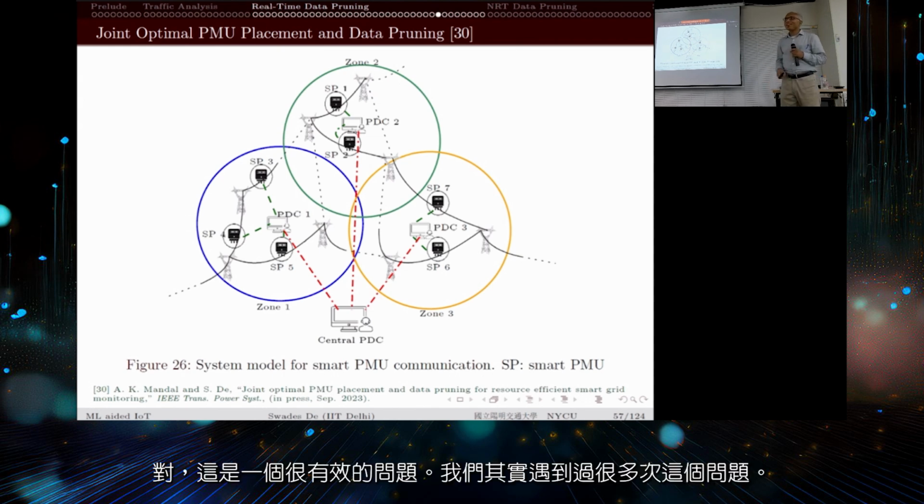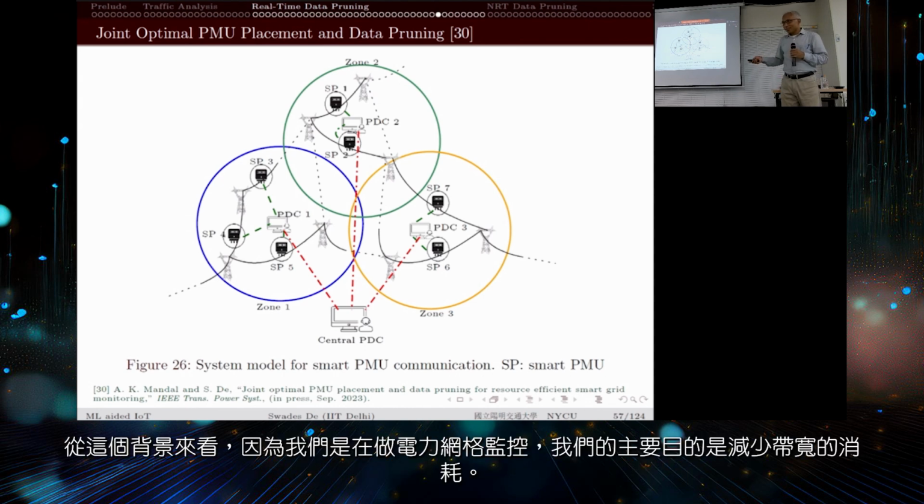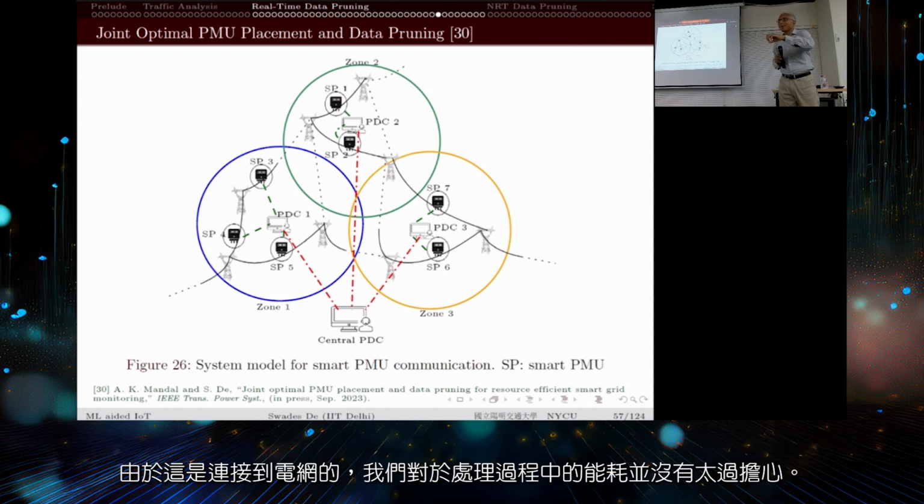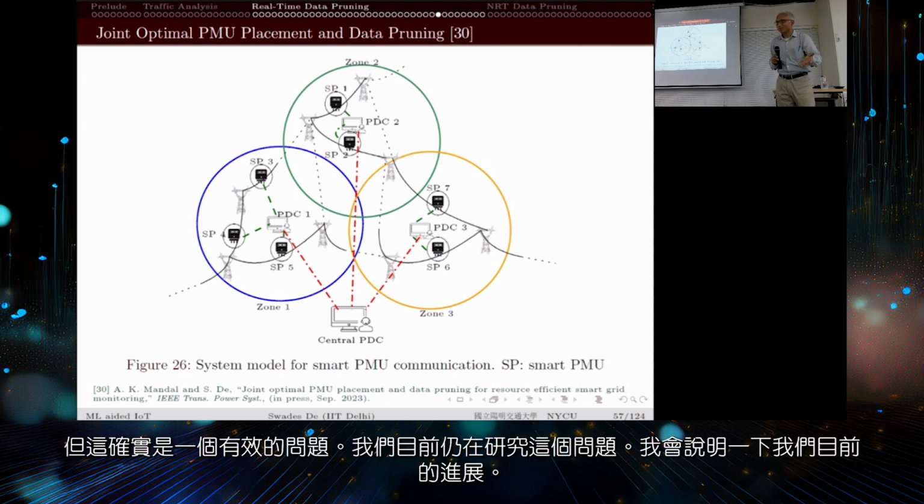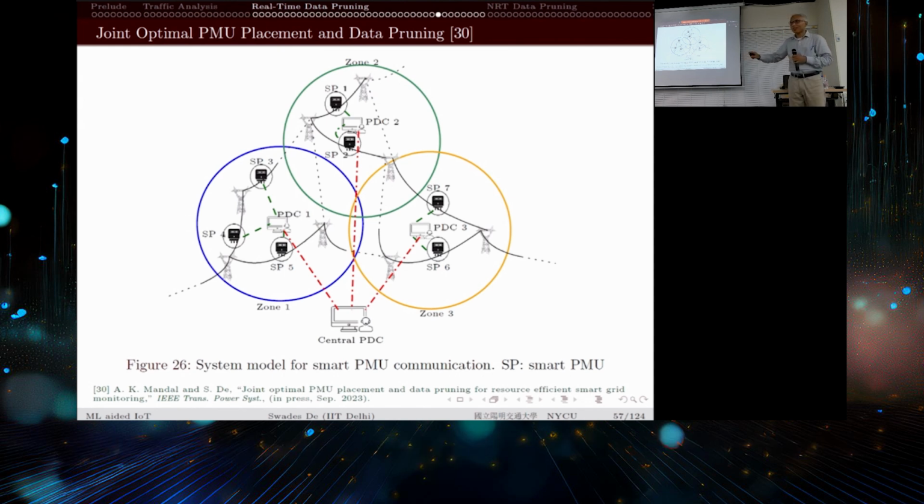Yeah, it's a very valid question. This question we have faced multiple times. So, 2 things in this context: because this is power grid monitoring, our purpose has been to reduce bandwidth, and because it is grid connected, I have not bothered too much about the processing energy consumption. But this is a valid question. We are still working on this problem, and I'll explain where we are currently.